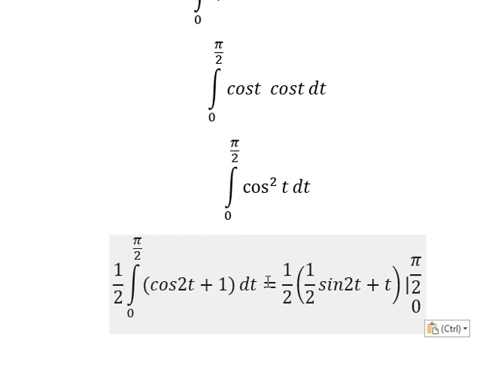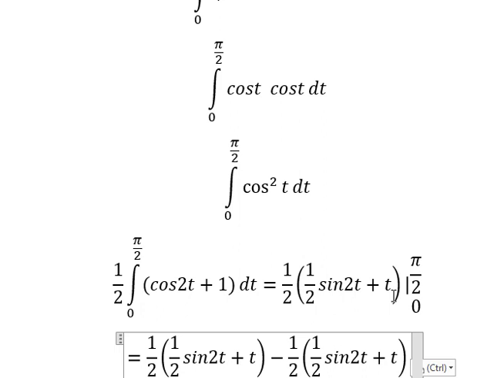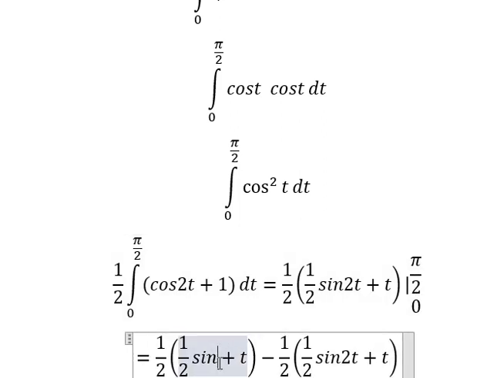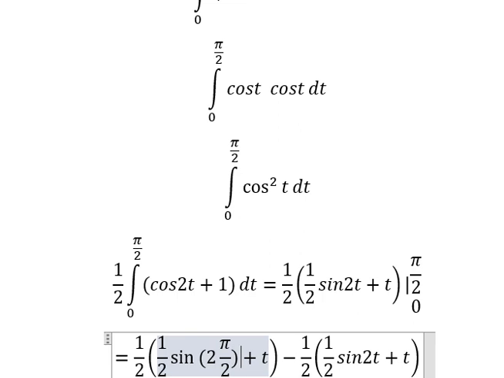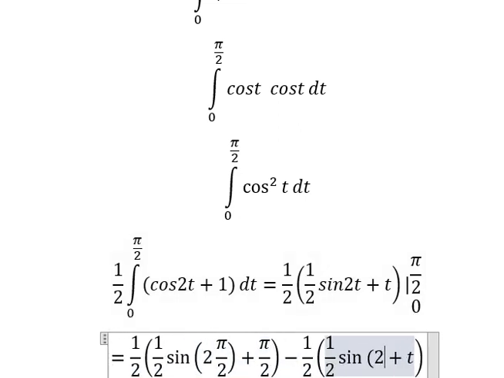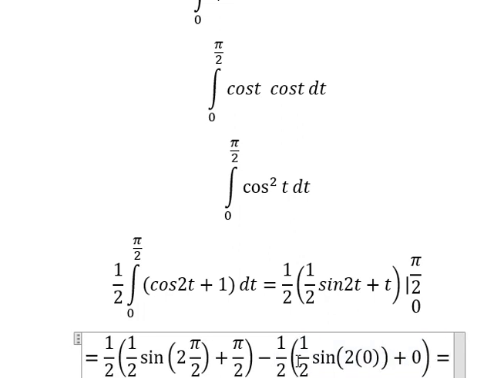And now we have the final answer. So we put pi over 2 in here, and number 0 in here. So we simplify everything and we have pi over 4.